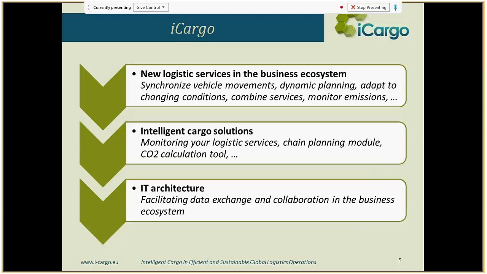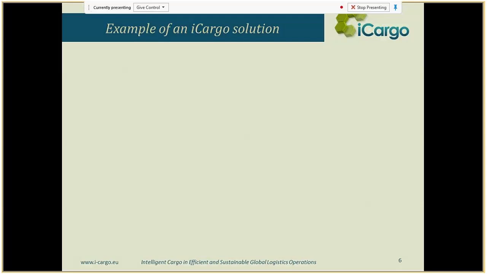And finally, you need to have an information architecture that facilitates the data exchange and the collaboration in the business ecosystem. So you need to have the IT in place for these intelligent cargo solutions. These are the three topics that iCargo as a project is looking at. Now, that's all quite conceptual. Let's just look at an example of such an iCargo solution.